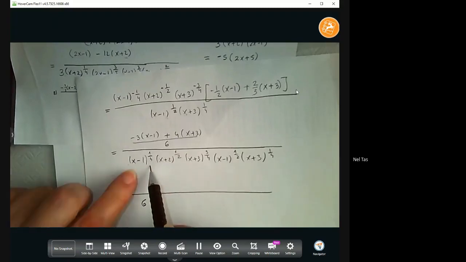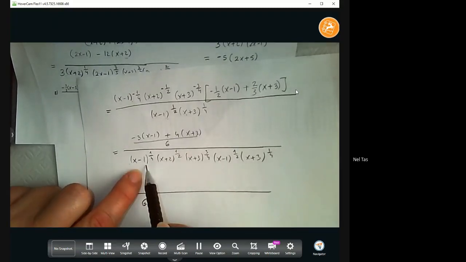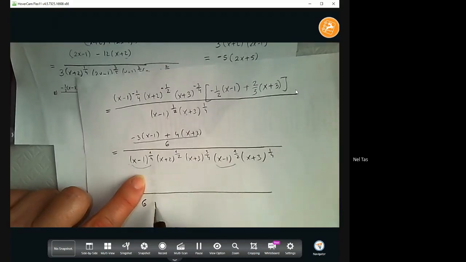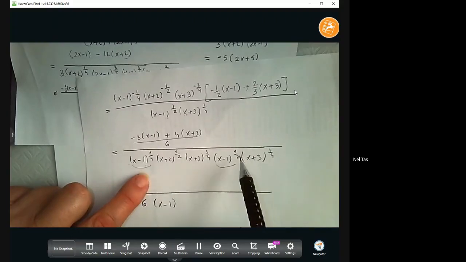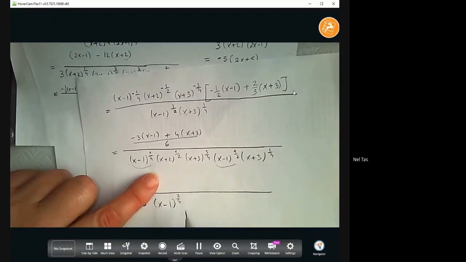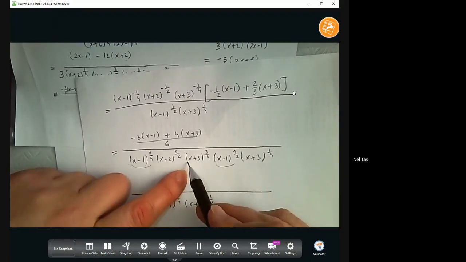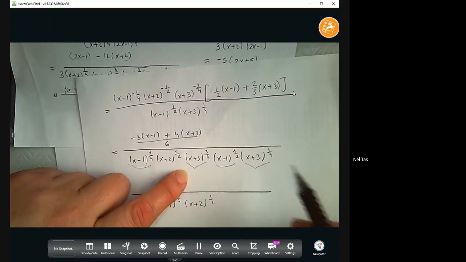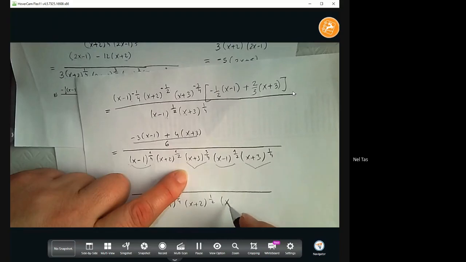And now let's look at this denominator. We have x minus 1 to the power of 1 over 4, x minus 1 to the power of 1 over 2. We are multiplying, which means you need to add the exponents. 1 over 4 plus 1 over 2 gives you 3 over 4. So we have x plus 2 to the power of 1 over 2. And now we have x plus 3 to the power of 3 over 4, x plus 3 to the power of 1 over 4. Add the exponents, you get 1.